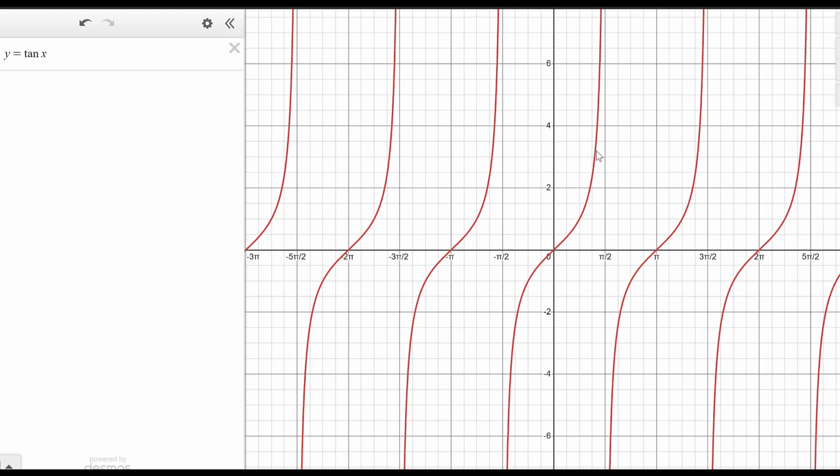And here's our standard tangent graph. I want to point out here that pi over 2 is an asymptote. Negative pi over 2 is an asymptote. So pi is one full period there.